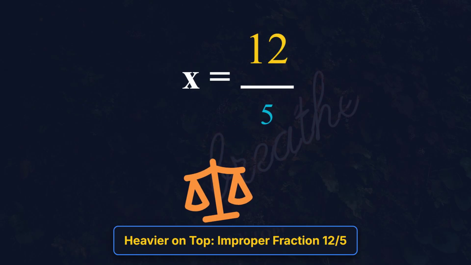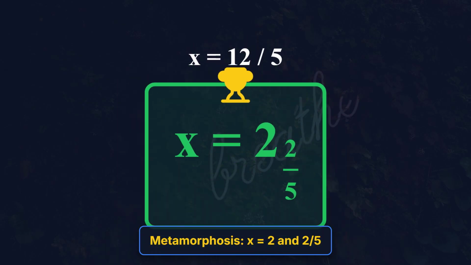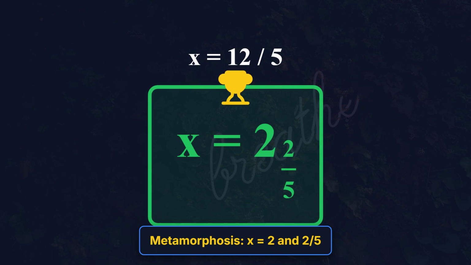On the right side, we get 12 divided by 5. This is an improper fraction because the top number is heavier than the bottom. 5 goes into 12 exactly 2 times, with a remainder of 2 left over. So, our final answer is 2 2/5.